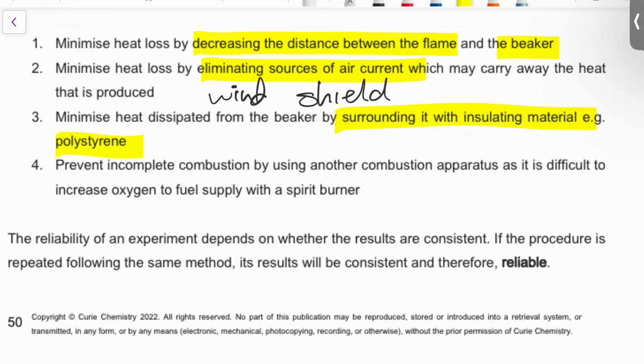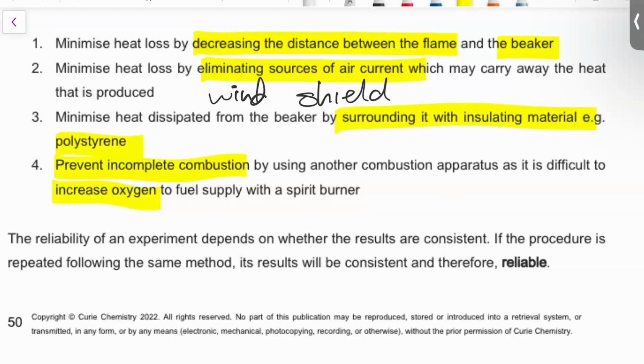Or lastly, the chance of you doing this in a school lab is very minimal, but you can also just prevent incomplete combustion, which means you want to increase the amount of oxygen that you supply to your spirit burner. So more of your fuel can actually fully turn into carbon dioxide and water instead of just stopping at your soot or your carbon monoxide stage.